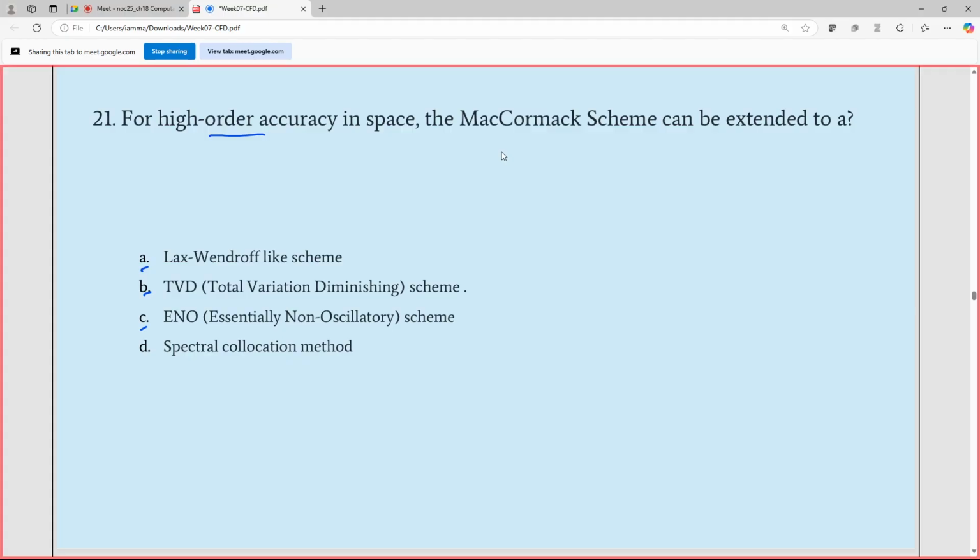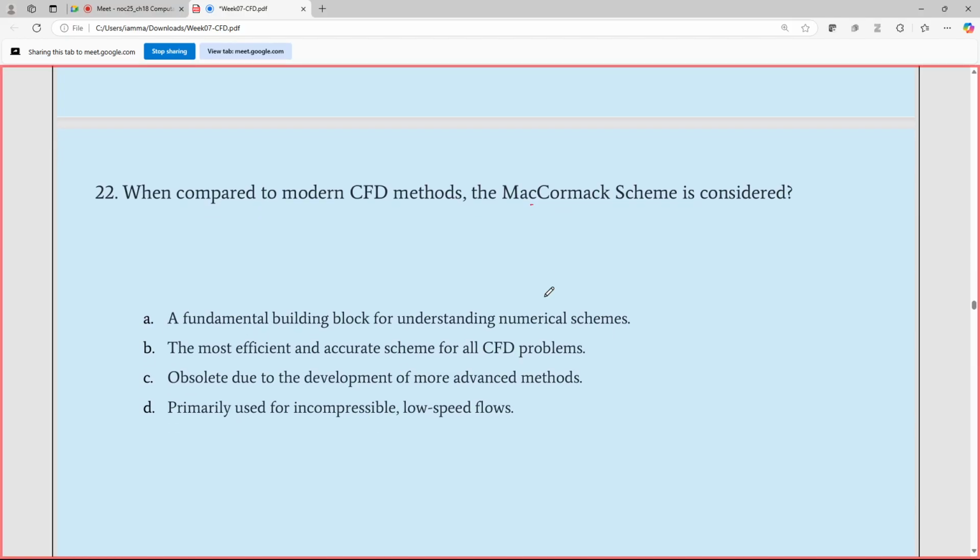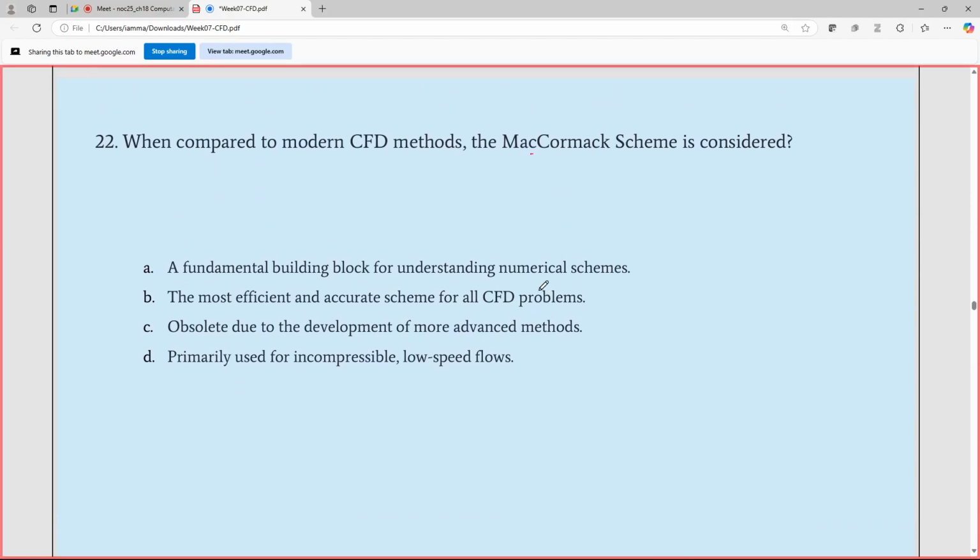Answer is option B, that is the TVD scheme, total variation diminishing scheme. We have discussed that in the MacCormack scheme, in the predictor step as well as the corrector step, the diffusion is happening, and such diffusion can be extended to a total variation diminishing scheme, that is the TVD scheme. Moving on to the next question.